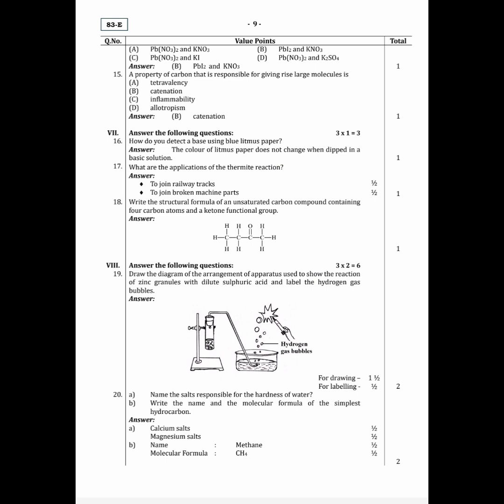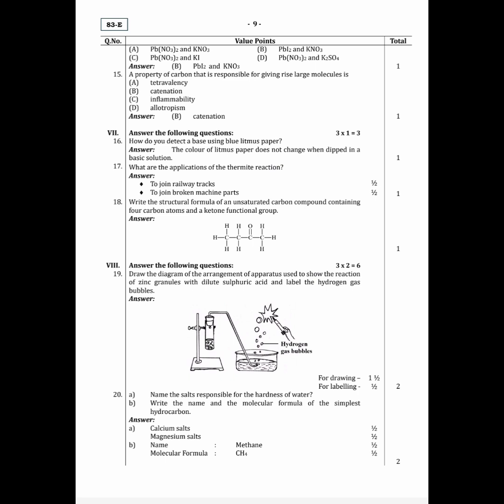19th question. Draw the diagram of the arrangement of apparatus used to show the reaction of zinc granules with dilute sulfuric acid and label the hydrogen gas bubbles. See this diagram carefully and draw the same in your examination.